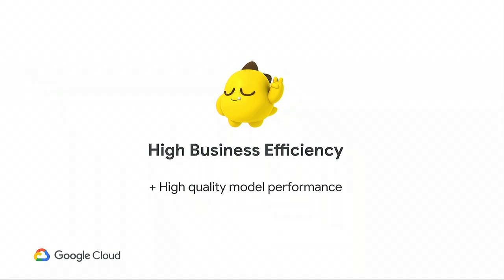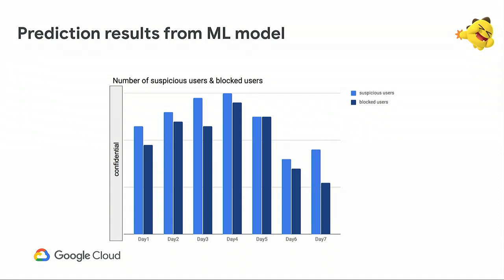Let's check the model results from a developer's perspective and also a user's perspective. This is a graph showing the number of users daily. As you can see on the graph, the light blue line shows the number of suspicious users detected by the model. The dark blue ones are the ones who were blocked by the operational team.